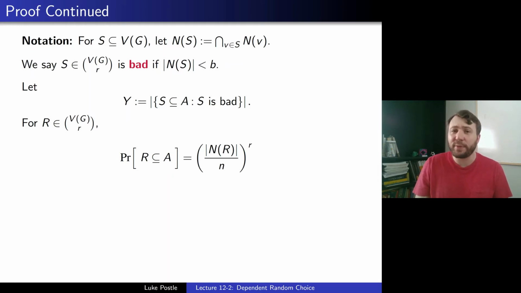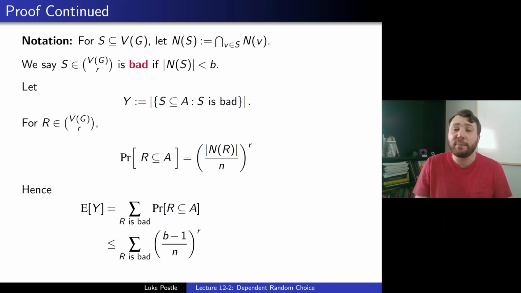Now for bad tuples, the N(R) would be at most b minus 1. And so hence we can take the expectation of Y by linearity of expectation: it is the sum over the R's that are bad of the probability that R is a subset of A, which as I said is at most the sum, when R is bad, of (b minus 1) over n to the r, since the number of common neighbors, since they're bad, is at most b minus 1. So that'd be an upper bound there.